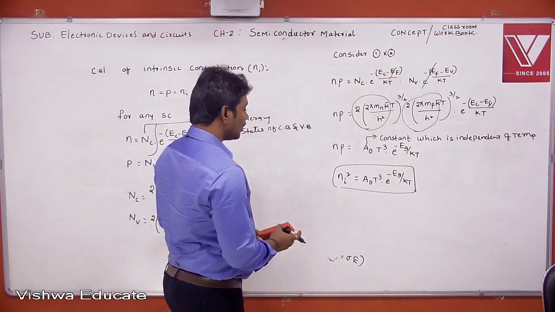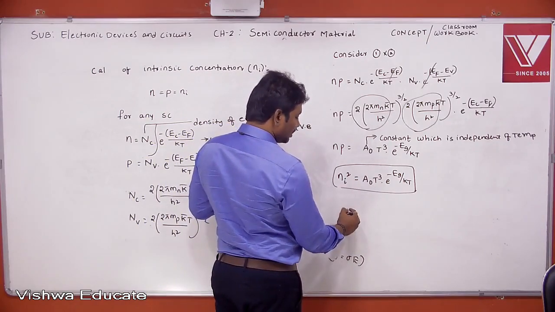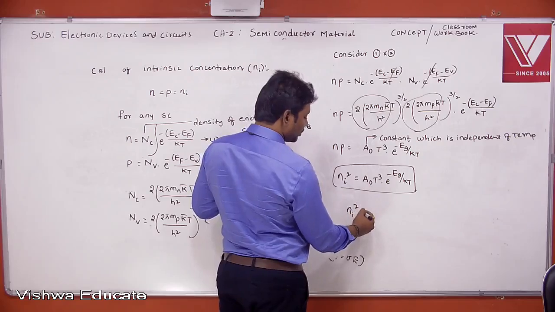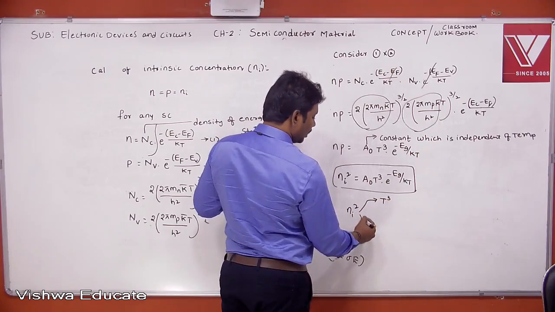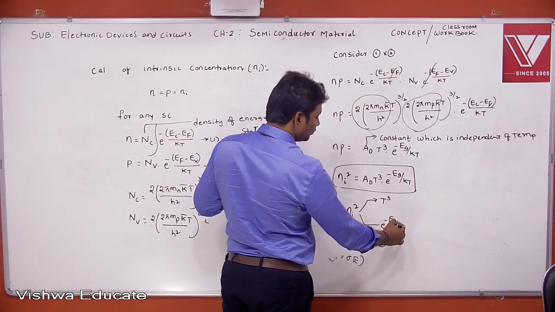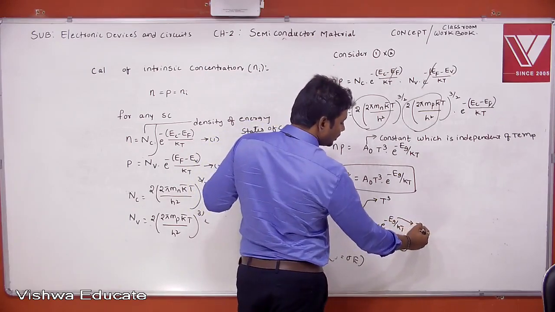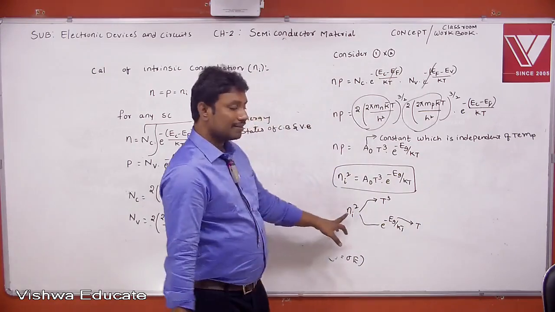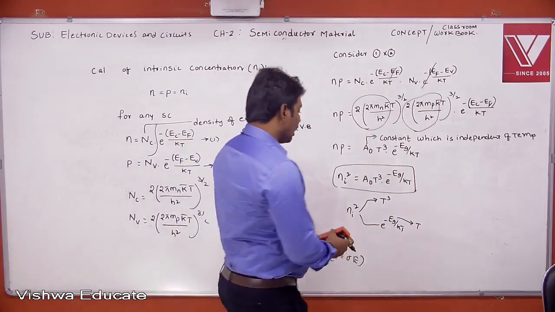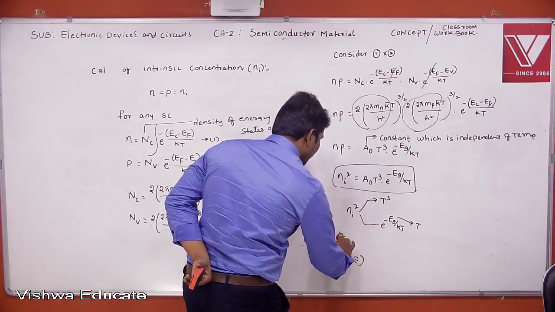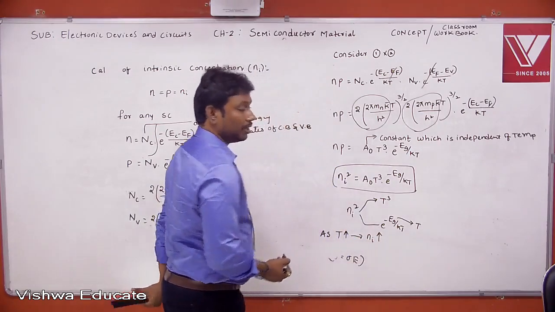Now, what will this intrinsic concentration depend on? A naught is a constant which is independent of temperature. That means from the above expression, the intrinsic concentration depends on two factors: one is temperature and the other is energy gap. This energy gap again depends on temperature. That means intrinsic concentration directly or indirectly depends on temperature. As temperature is increased, what happens to the intrinsic concentration in a semiconductor? It increases.